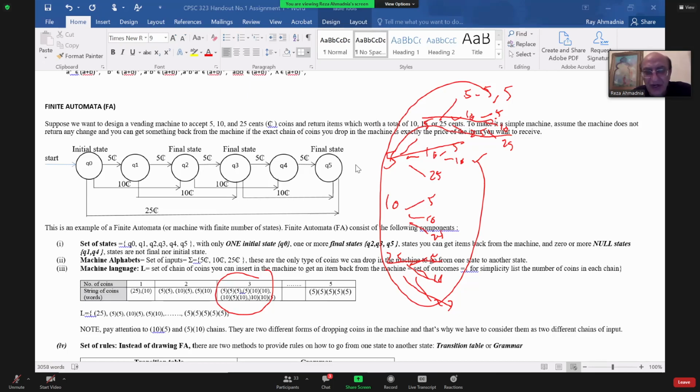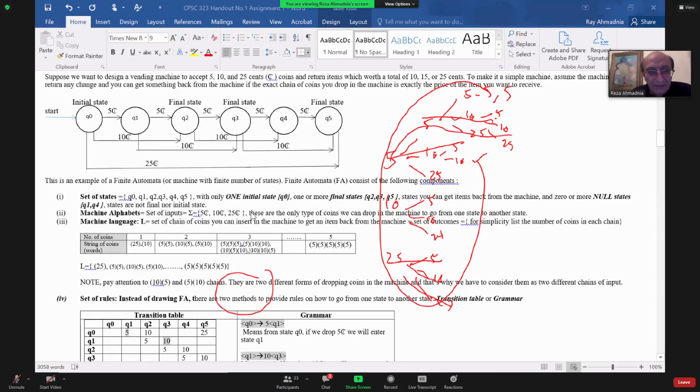After you did this one here, there are 3 ways to show this machine. One way to construct the machine is to draw something like this one here. It is a diagram, a state diagram. But there are other ways to describe this machine, and those are the following.